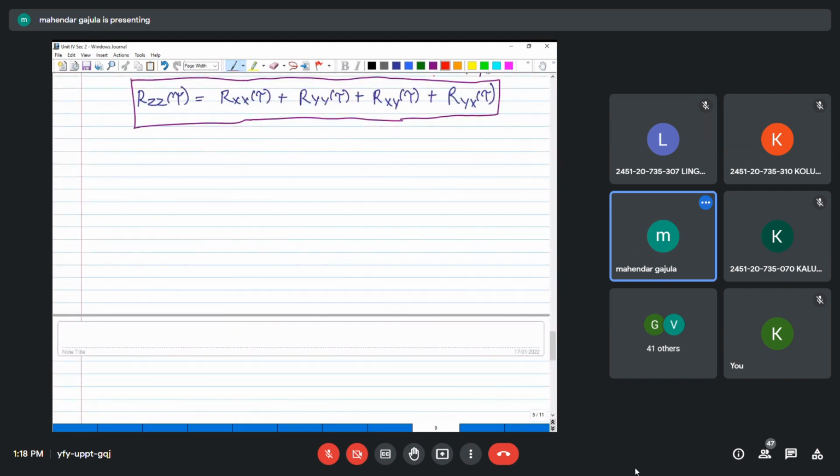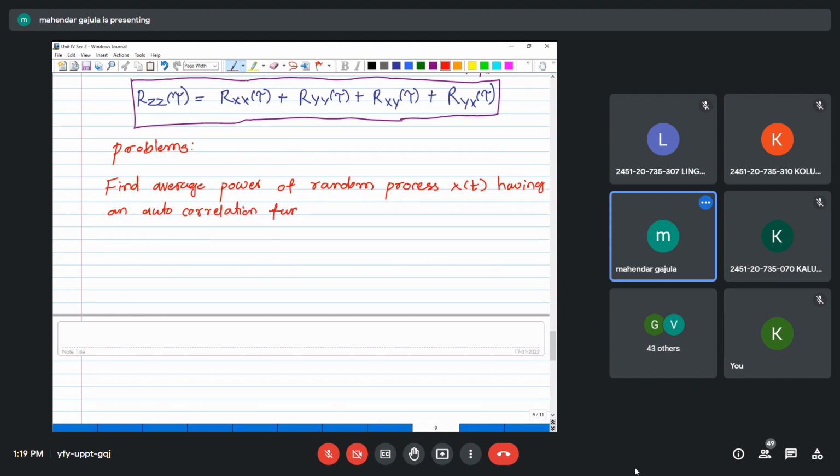Now let us go for the problems. The first problem: find the average power of random process xt having an autocorrelation function r double x tau equal to a square by 2 cos omega naught tau.